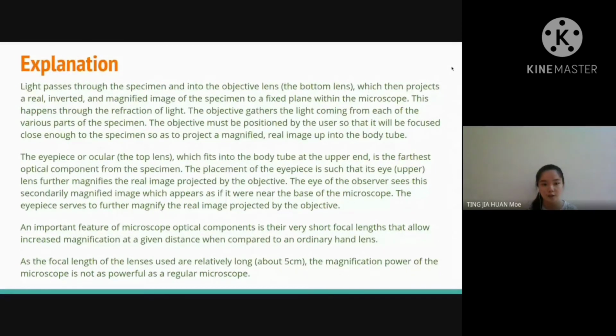An important feature of microscope optical components is their very short focal length, which allows increased magnification at a given distance when compared to an ordinary hand lens. As the focal lengths of the lenses used are relatively long, the magnification power of this microscope is not as powerful as a regular microscope.